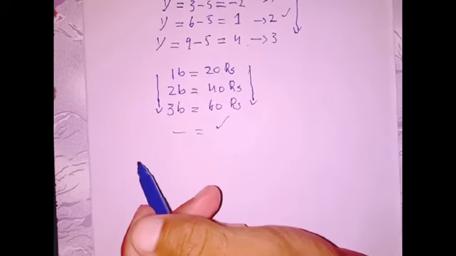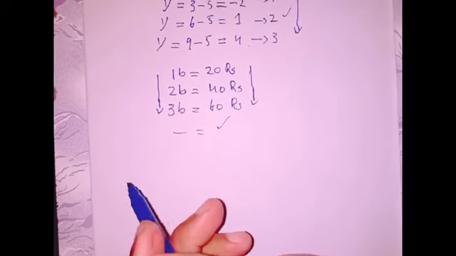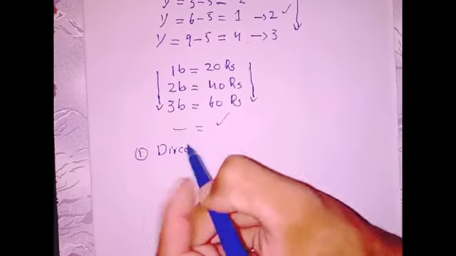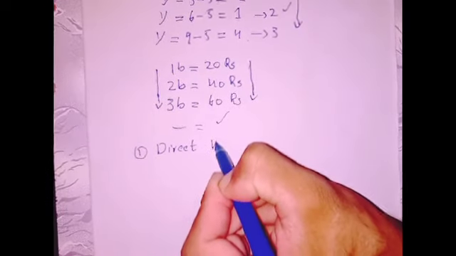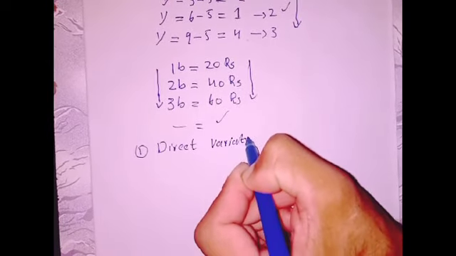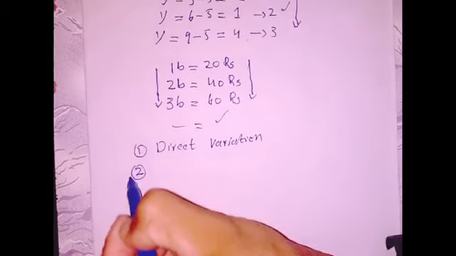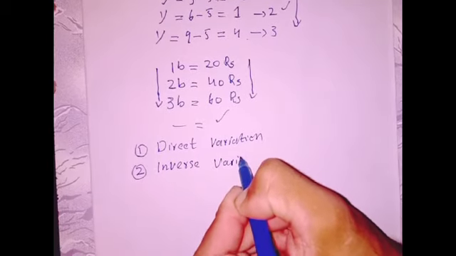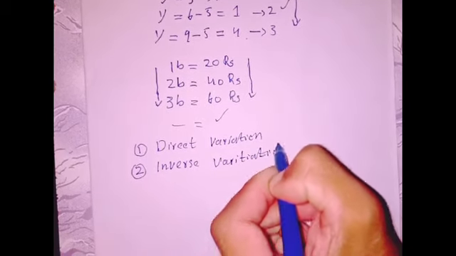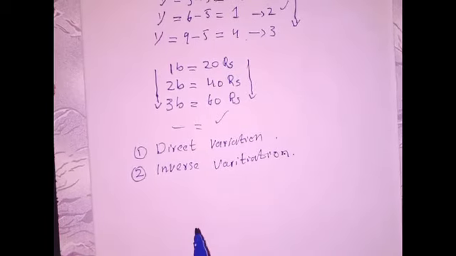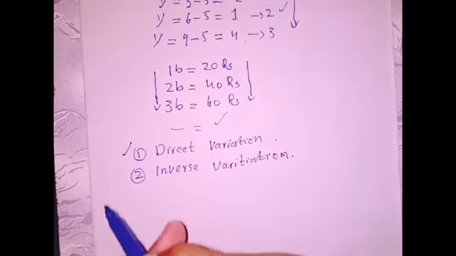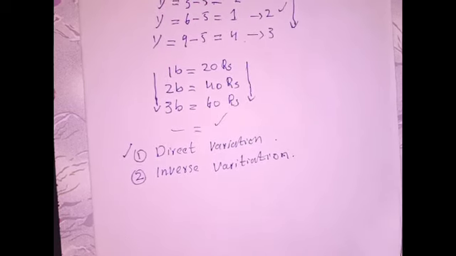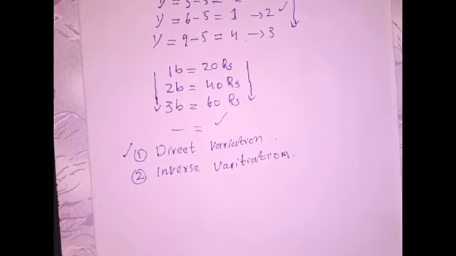Now we have two kinds of variation. The first one is direct variation, and the other one is inverse variation. Here we will discuss one of them, which is direct variation. Let's give the definition and some examples of direct variation.